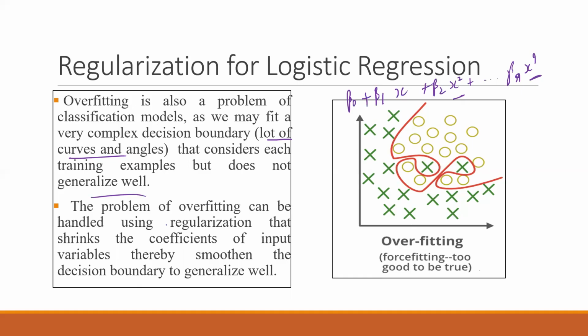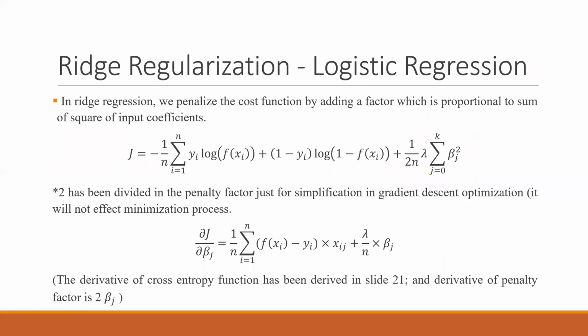So the problem of overfitting can be handled by regularization. Obviously we know how to shrink, how to smoothen. So we have discussed this thing. We have already discussed the basics of ridge and lasso. So if you apply ridge regression in logistic regression, how does this work?